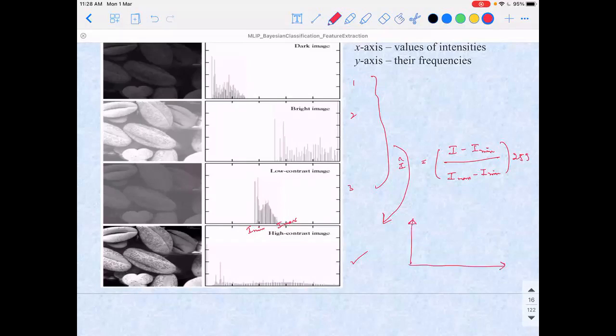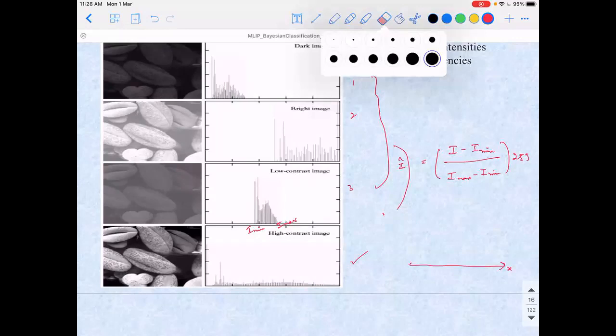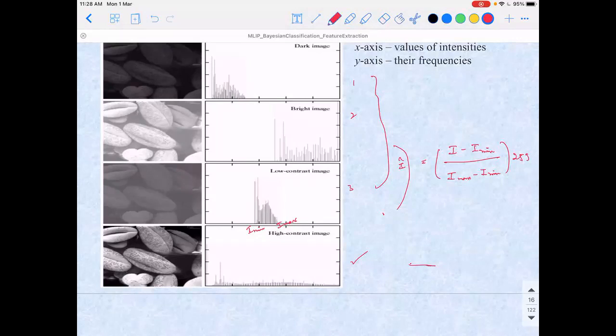If this is x and this is y, these are image intensities. If these are the initial intensities and these are the final, modified intensities, initially all intensities are concentrated in this region. Now what I want to do is stretch this 20 to 255 range. So this is what I'm doing: I map I min to 0, and I map I max to 255.